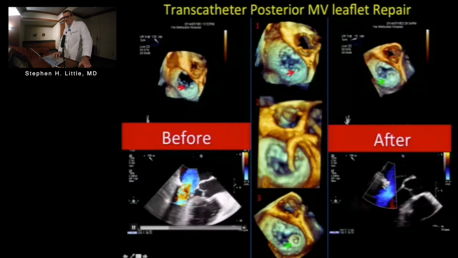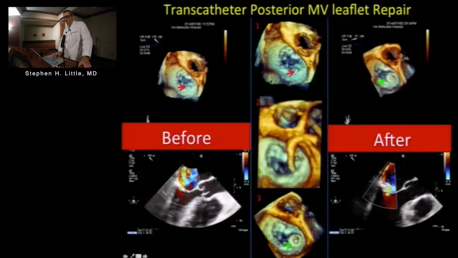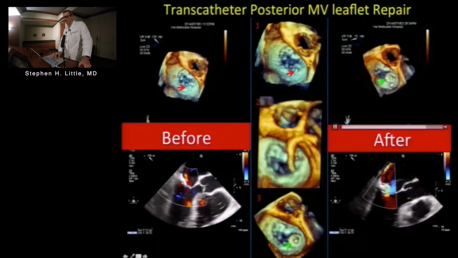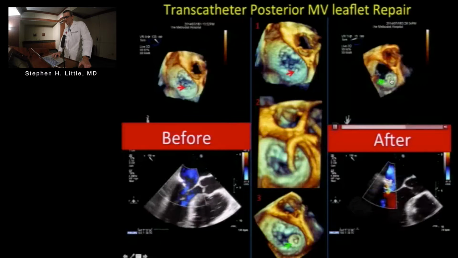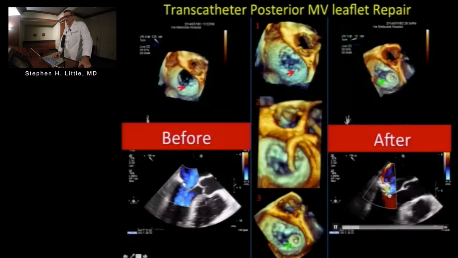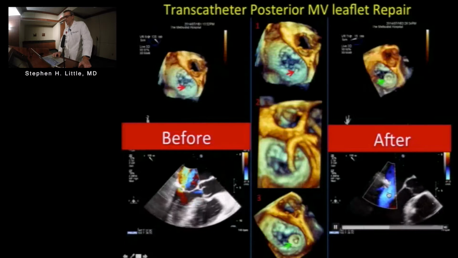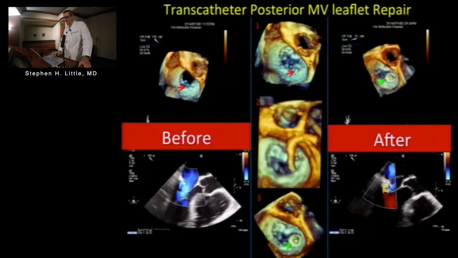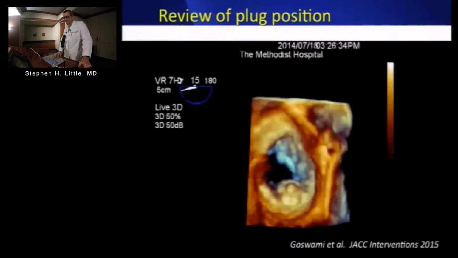This is before, this is the MR, perforation, this is the hole, catheter, device down the middle, final result, device placed, and over here we see a significant reduction, and actually no regurgitation through the defect, but now a little bit of regurgitation through the central coaptation zone. And that was the final result.